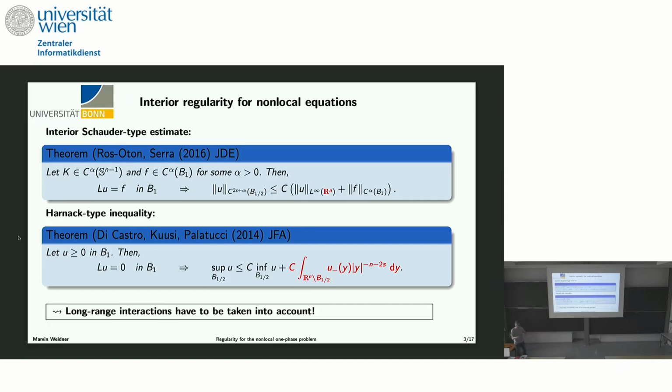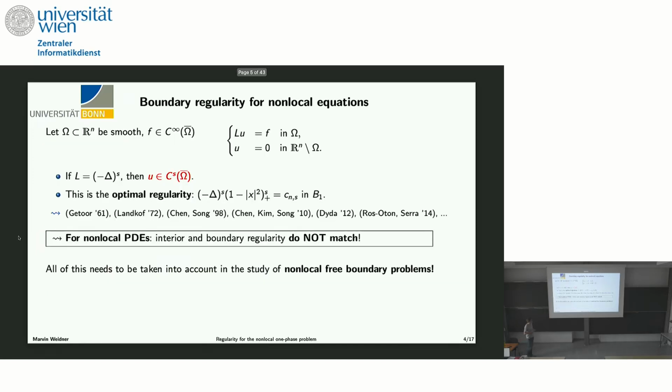So long-range interactions always have to be taken into account. But apart from that, these results are pretty analogous to what we see in the local theory. However, this changes when we don't consider interior regularity estimates any more, but boundary estimates. So this is what the next slide is going to be about.